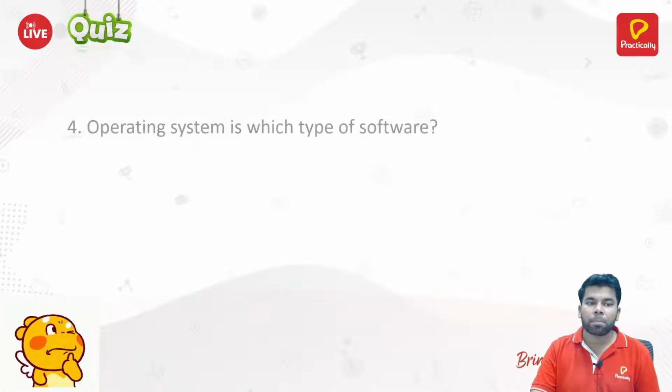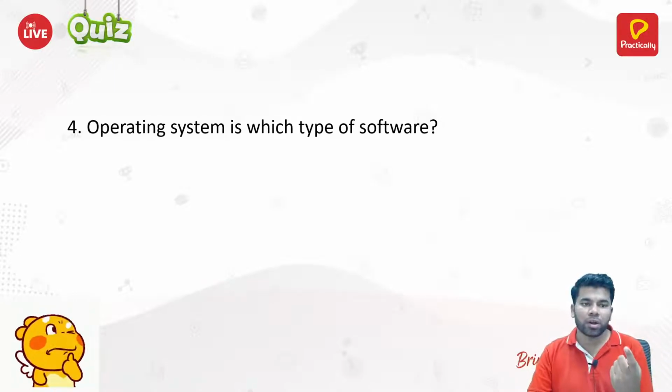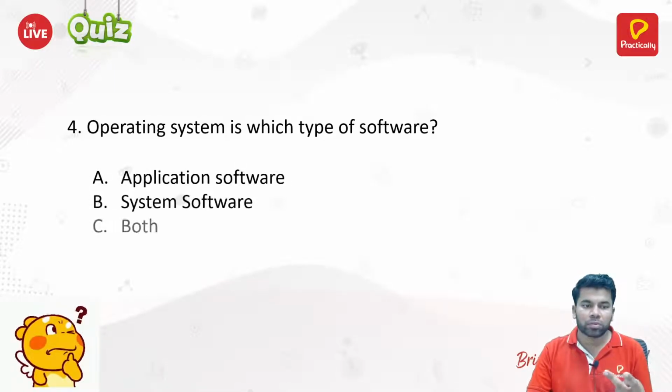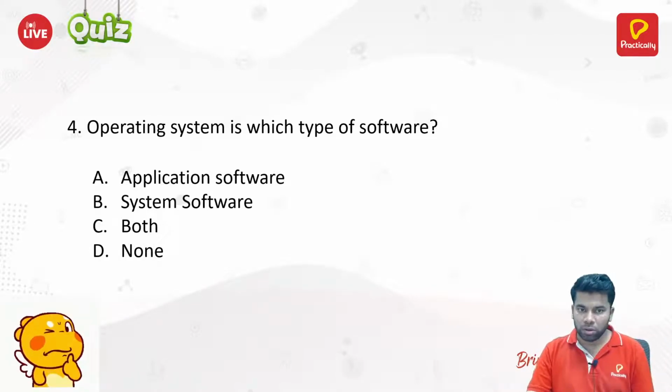Operating system is which type of software? There are two categories of software: system software and application software. Operating system belongs to which category? Application software, system software, both or none? It is a system software.